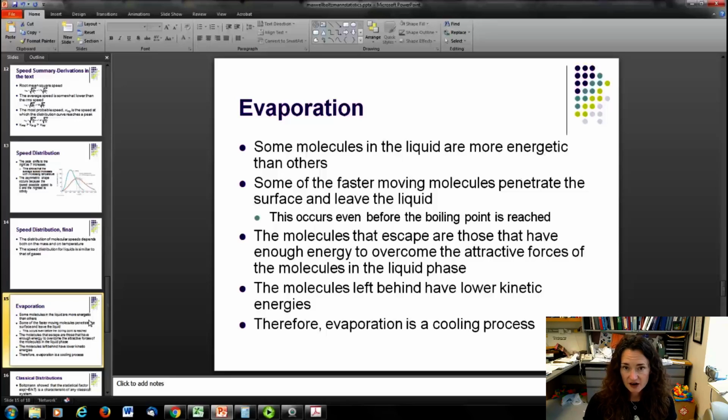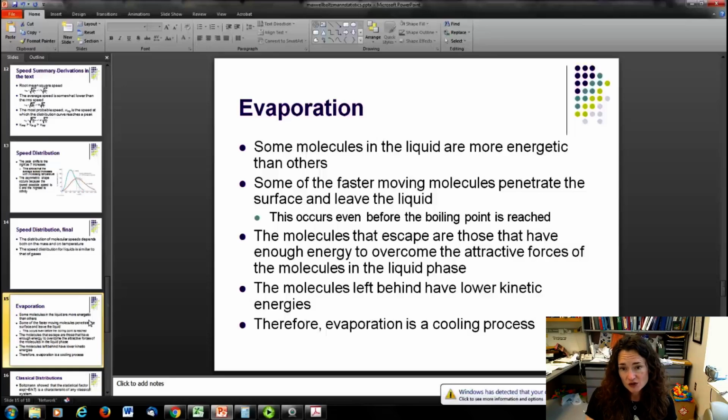So what's happening there is, let's say that you have some molecules in your liquid, and you can model a liquid under certain circumstances using a similar distribution function. You can assume that some molecules in the liquid are more energetic than others, and they have very similar distributions of speeds. Some of the faster moving molecules actually penetrate the surface and leave the liquid, and that happens even before the boiling point is reached.